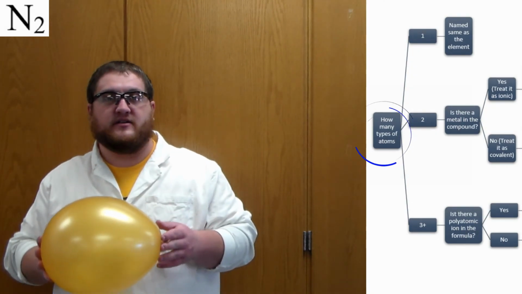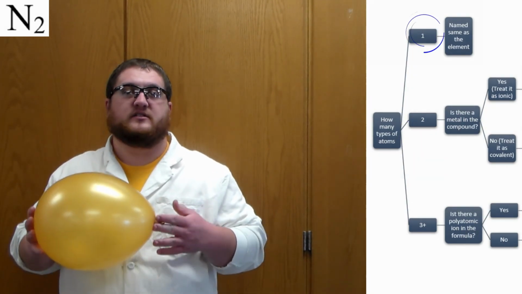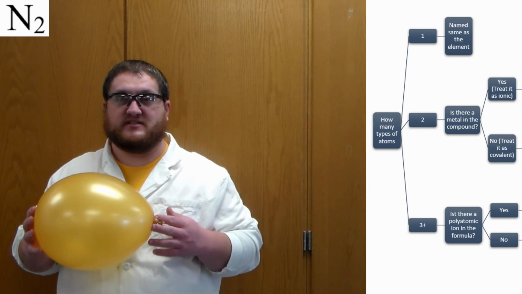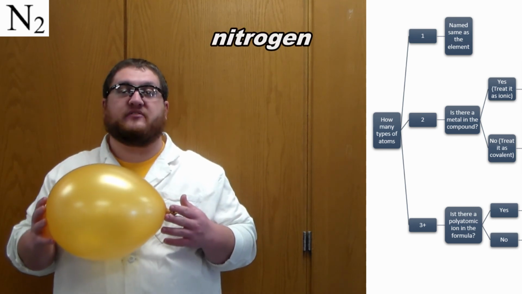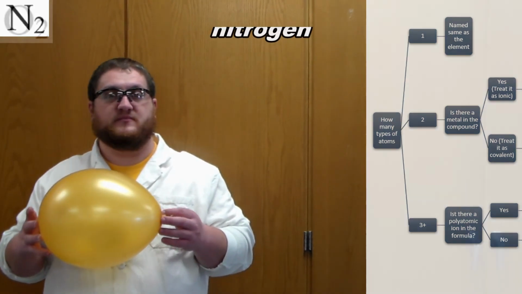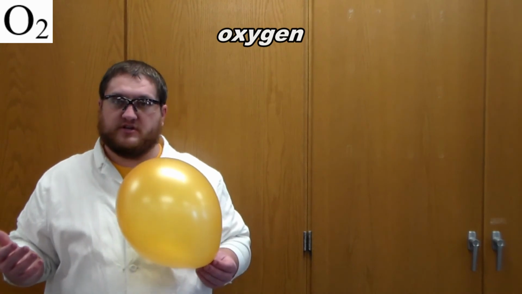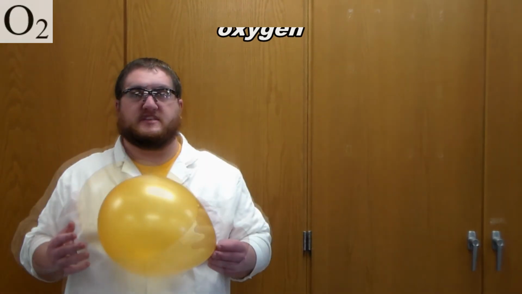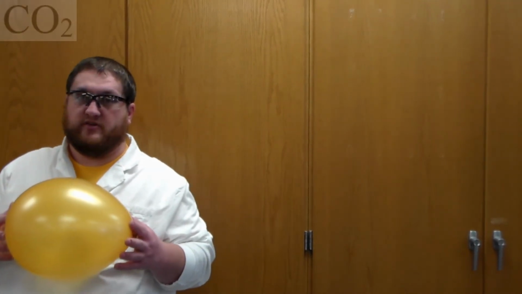N2, if we follow the pattern, is 1 type of element, named the same as its element. So we have nitrogen. N2 is nitrogen. We also have O2. Our bodies don't process all of the O2 that we breathe in, only a portion of it. Again, it's named the same as the element. What our bodies do process of the O2, we breathe out as CO2.